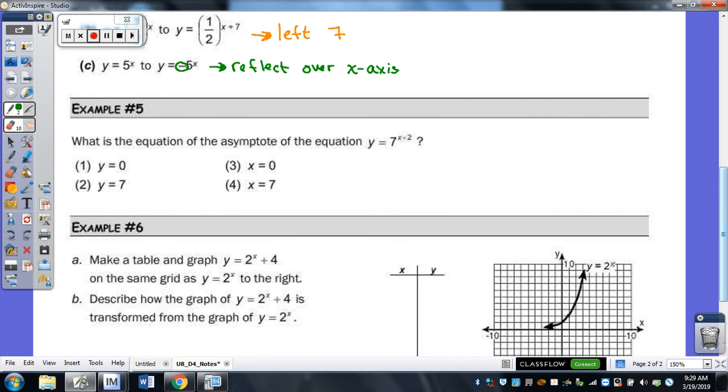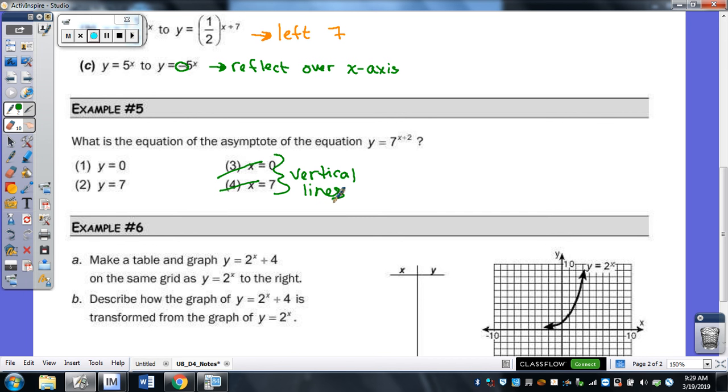So what is the equation of the asymptote of the equation y equals 7 to the x plus 2? Looking at our 4 choices, we can automatically knock off choices 3 and 4 because those are vertical lines, being just x equals. Our asymptote is a horizontal line. So it's not those 2 choices. It's got to be one of the other 2 choices.